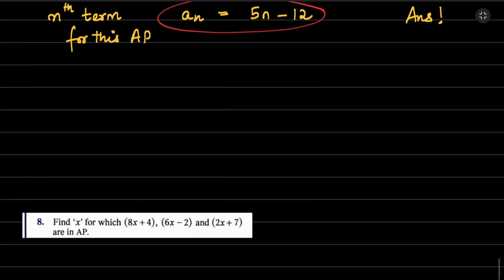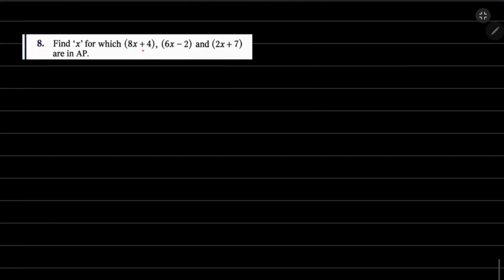Find x for which the given terms are in AP. So what is A1? This is the first term, your A1. This is A1, the second term and the third term. So you have to find x. You have to find that unknown x for which these three terms are in AP. So in order for the three terms to be an arithmetic progression, our common difference has to be equal.